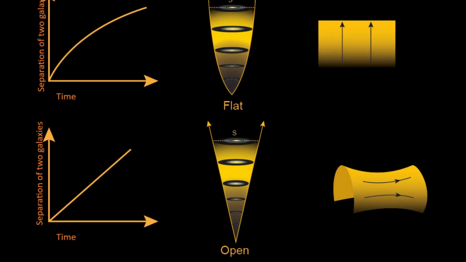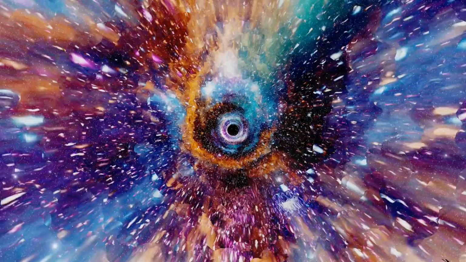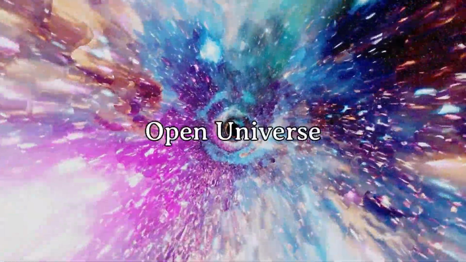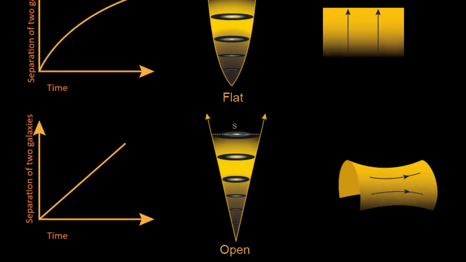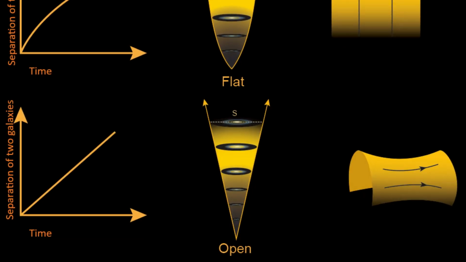In the second kind of solution, as depicted in the figure, the universe is expanding at such a rapid rate that gravitational attraction cannot halt it completely, although it does exert some decelerating influence. This is often referred to as an open universe. In this scenario, the separation between neighboring galaxies starts at 0, and over time, the galaxies steadily move apart at a consistent speed.